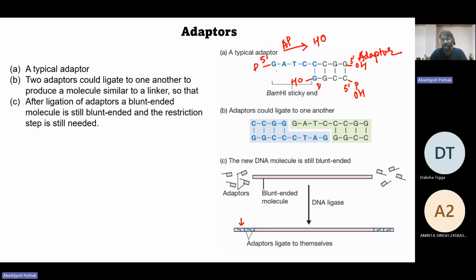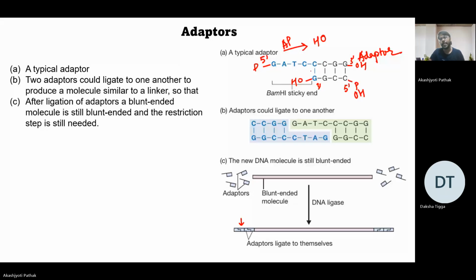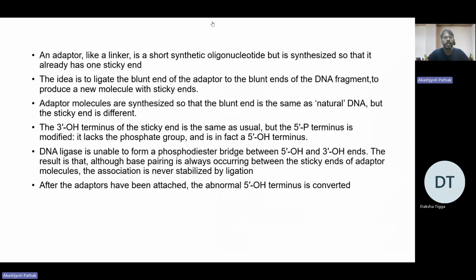So now your DNA will be attached to the adapter, which has the BamHI side, and then you can ligate it with the vector. So adapter, you can read all these things. I explained it through the figure. It is a short oligonucleotide, but it is synthesized so that it already has one sticky end. So unlike your linker, which had blunt ends, it already has one sticky end.